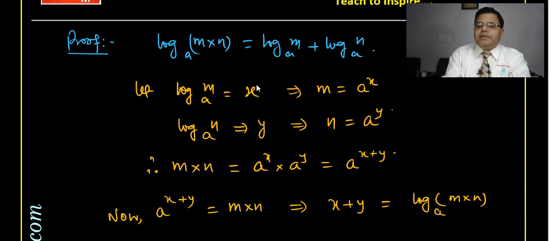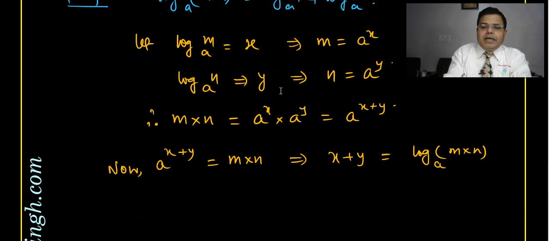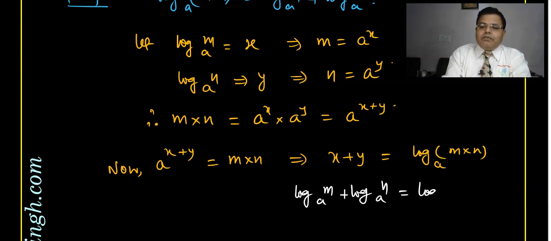This was the definition, right? Now putting the value of x and y, x is nothing else but log of m to the base a, plus log of y, which is nothing else but log of n to the base a, is equal to log of m into n to the base a. And this was the proof of the first rule.